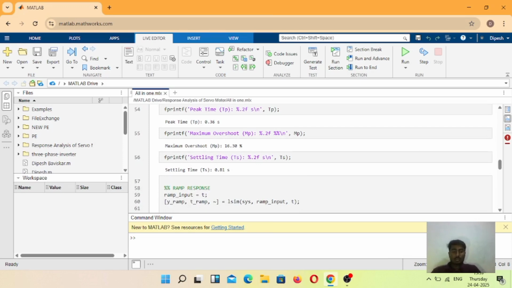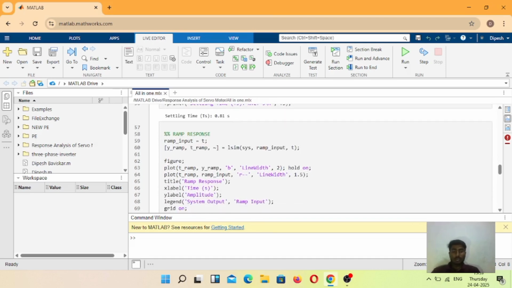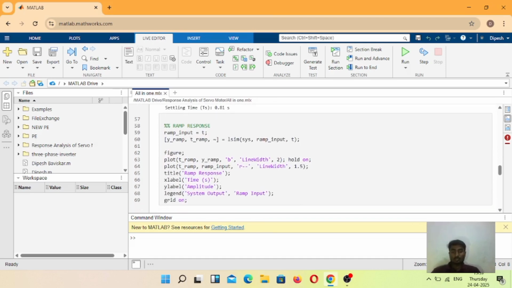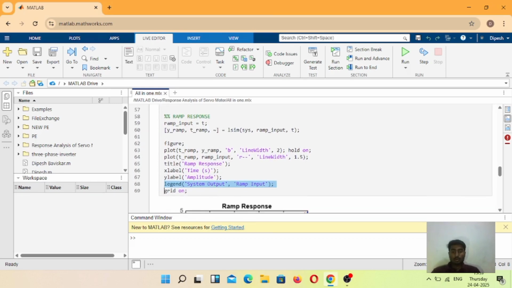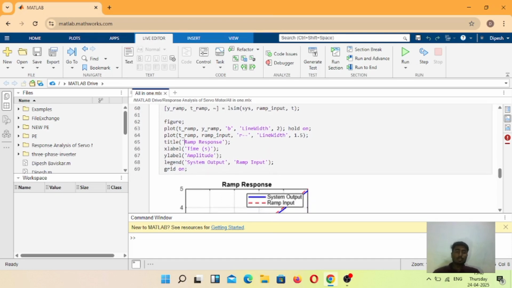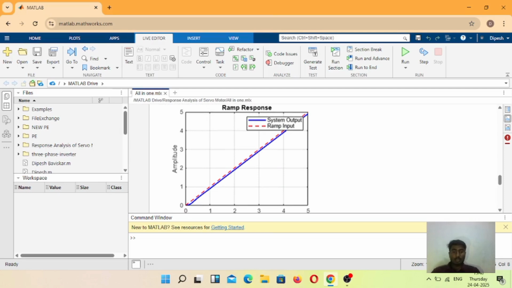Next is the ramp response. The ramp signal increases linearly with time. Here we use the formulas and the plot commands to plot the graph. In the output, the signal increases steadily with time.